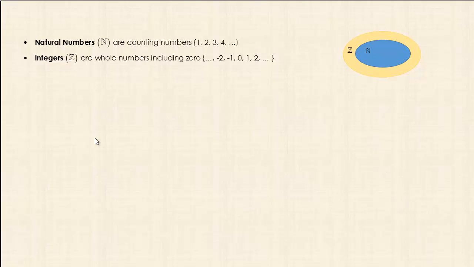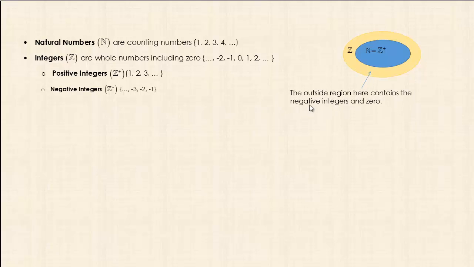Some common subsets that we use when talking about the integers are the positive integers, Z plus. Note that's the same as the natural numbers. And the negative integers, which we indicate with Z minus. On this diagram, the outside region contains the negative integers and 0. We sometimes split them as even numbers. That's an integer divisible by 2.